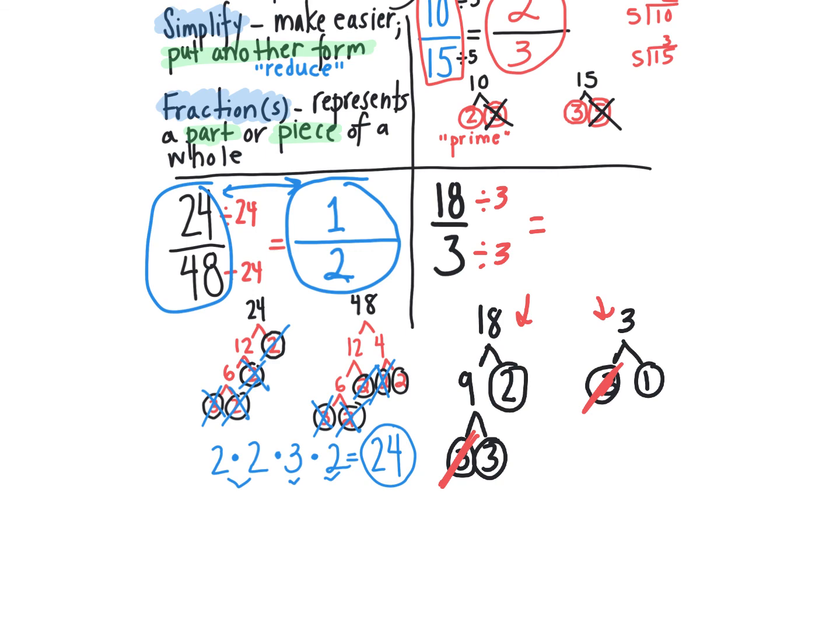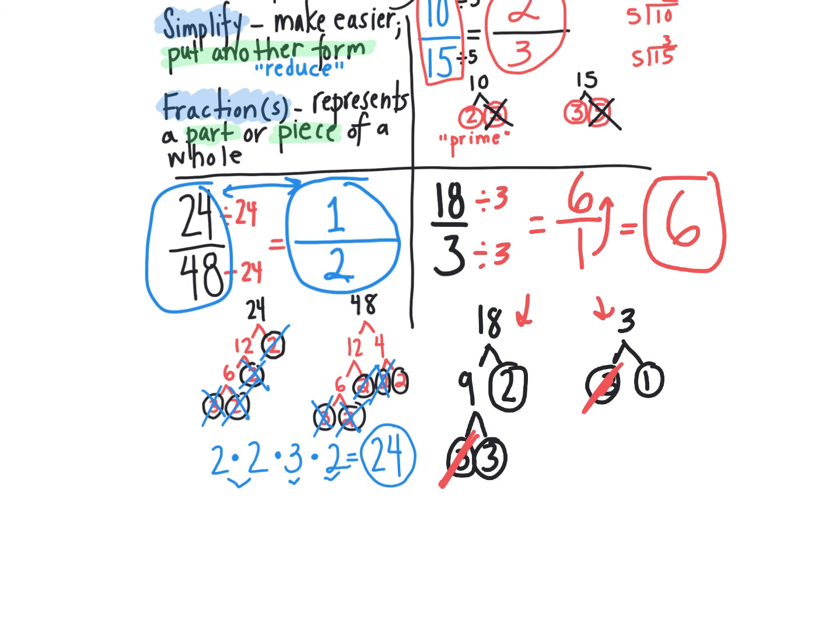So 18 divided by 3 ends up being 6. And 3 divided by 3 ends up being 1. And I can simplify this one more time because 1 goes into 6 six times. So I can do that. Okay, so what you guys are going to do now is some practice with this.